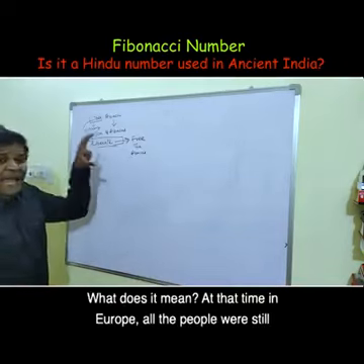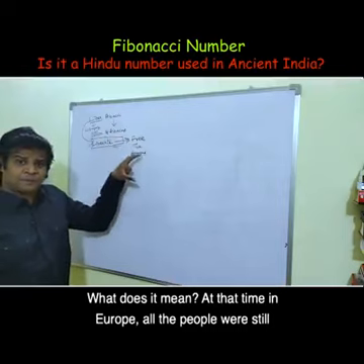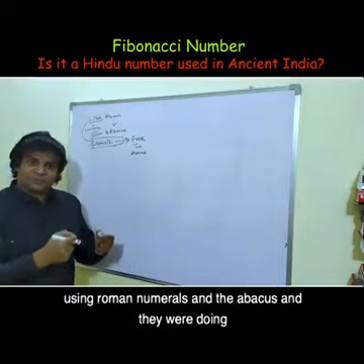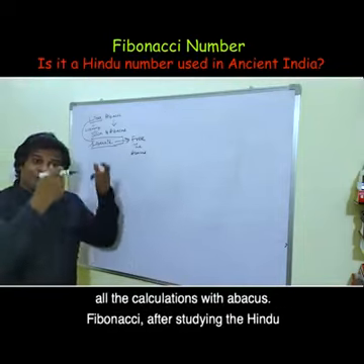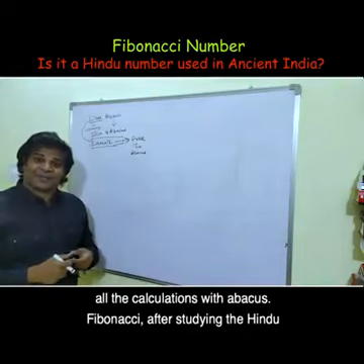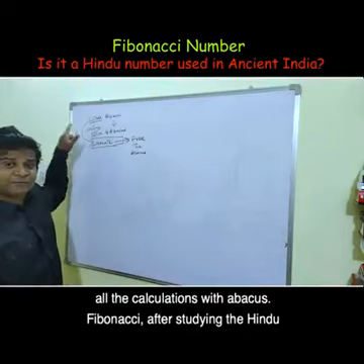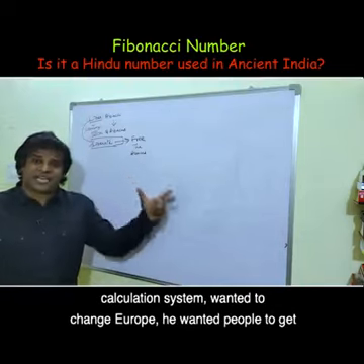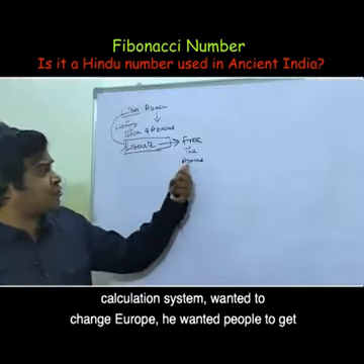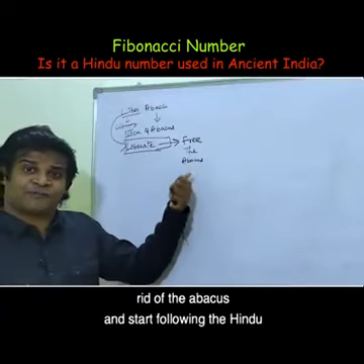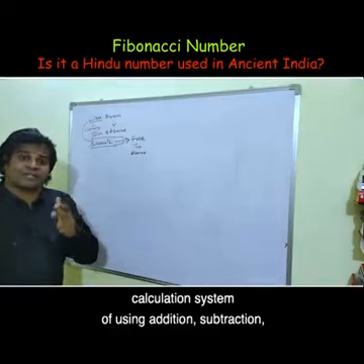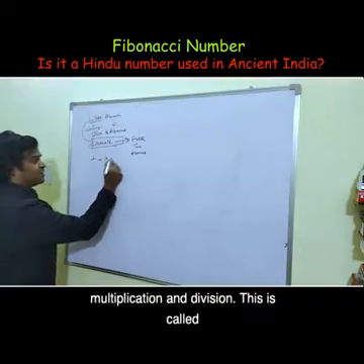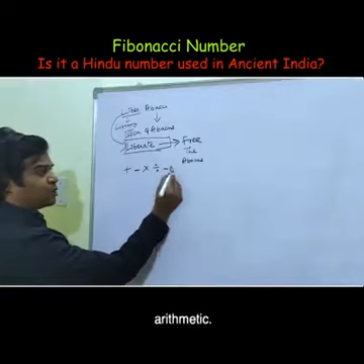What does it mean? At that time in Europe, all the people were still using Roman numerals and the abacus, and they were doing all the calculations with abacus. Fibonacci, after studying the Hindu calculation system, wanted to change Europe. He wanted people to get rid of the abacus and start following the Hindu calculation system of using addition, subtraction, multiplication, and division. This is called arithmetic.